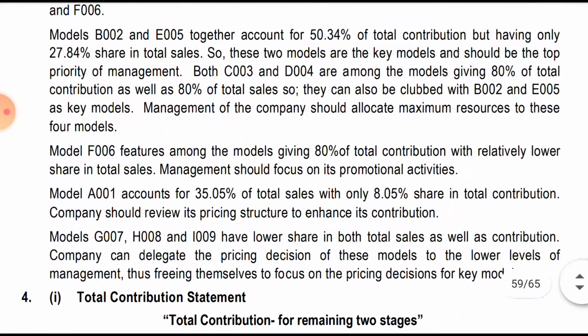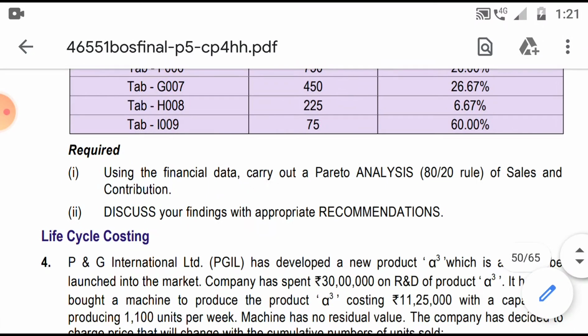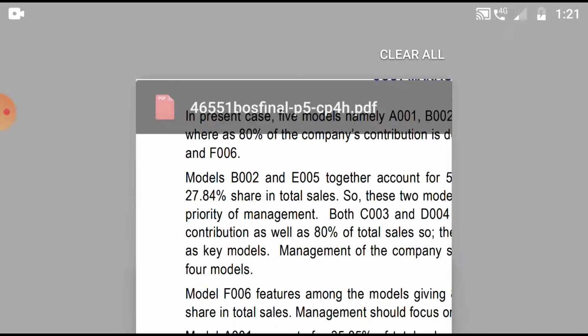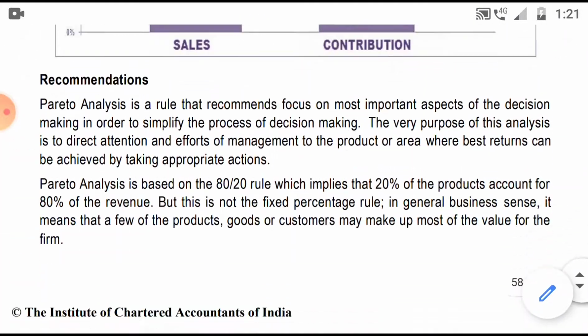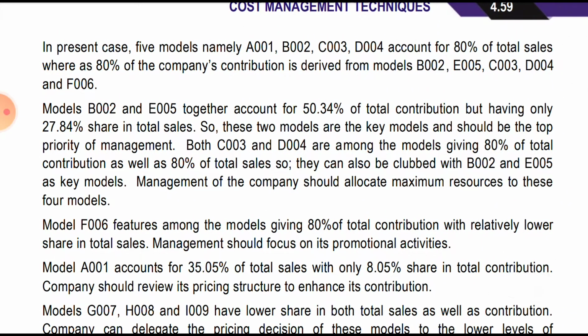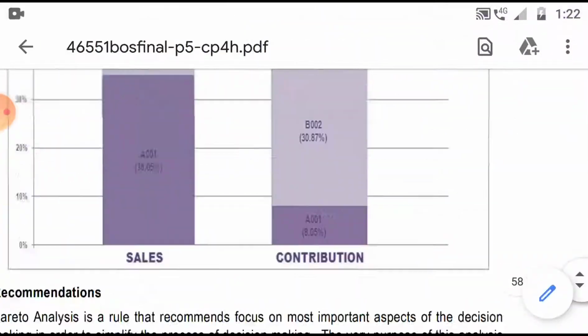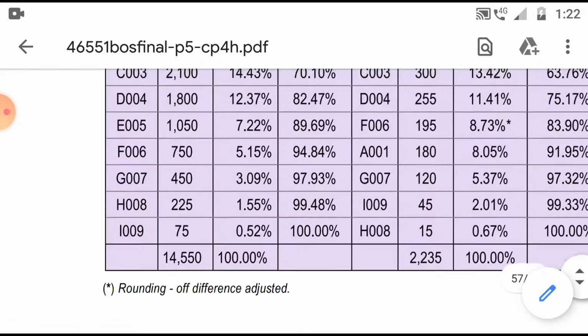Then in the present case, there are two questions: discuss your findings with appropriate recommendations. So we had already started our recommendation, the second part of the question. In the present case, the five models, namely A1, B2, C3, D4, account for 80% of the sales, whereas 80% of the contribution is derived from B2, E5, C3, D4. First we will do our analysis, then we will read out, so it will be easy.